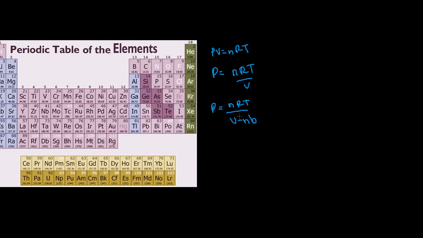n is the number of moles and b is the volume correction factor, which is determined experimentally. So I don't need to worry about calculating it, I just look it up in a table. So that's the volume correction factor.